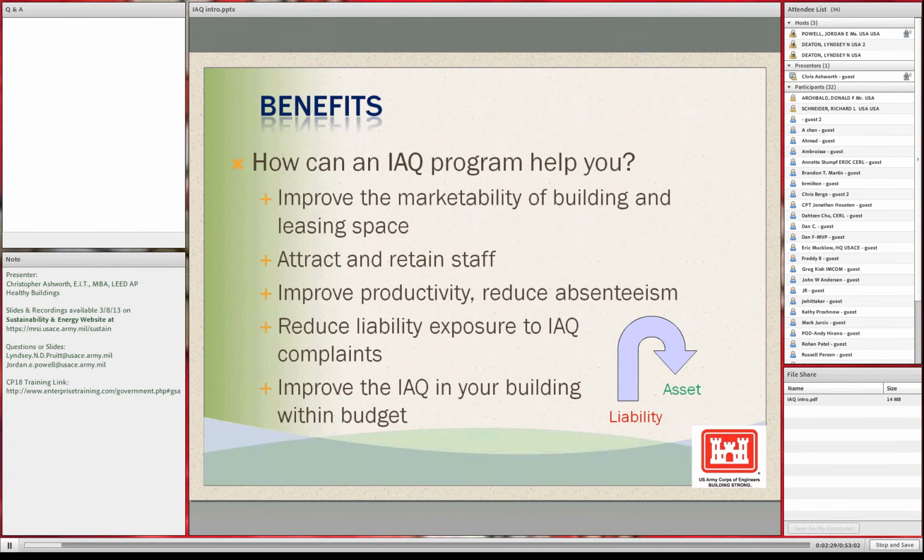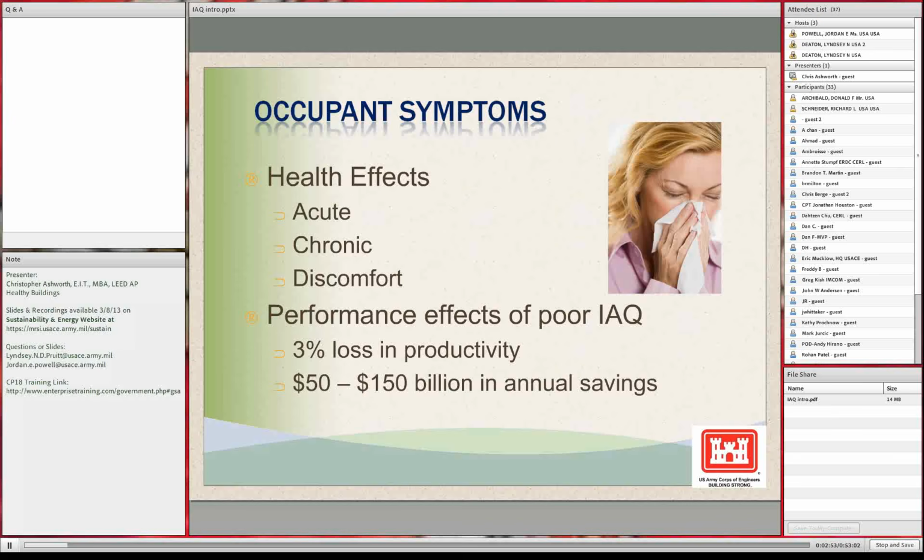And good indoor air quality can improve the marketability of a building, has been documented through many studies, reduce absences from work, increase productivity, which is really where the benefit of good indoor air quality and documenting, which is the key part of it, documenting good indoor air quality occurs. And also reducing liabilities and minimizing complaints.